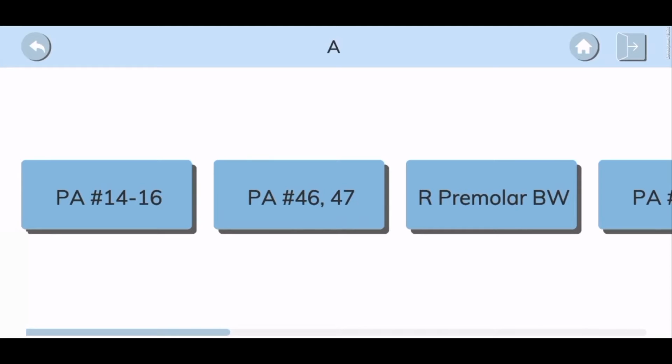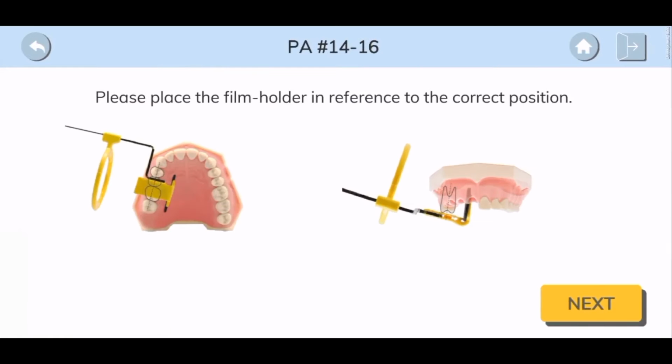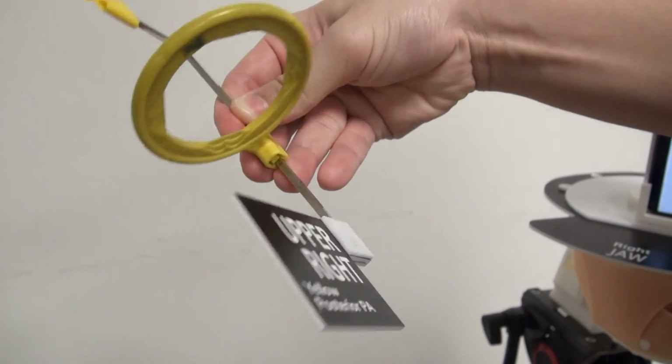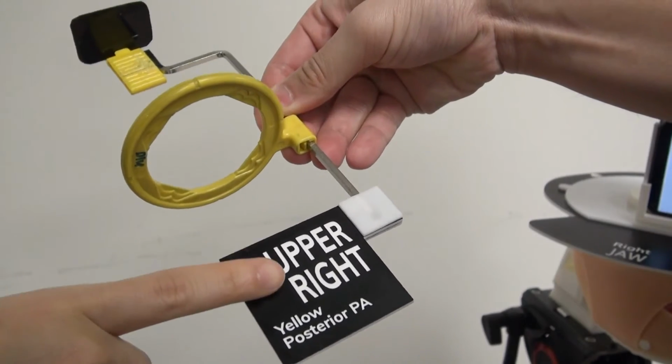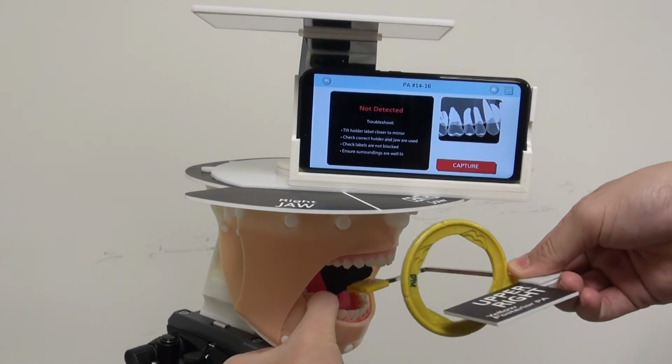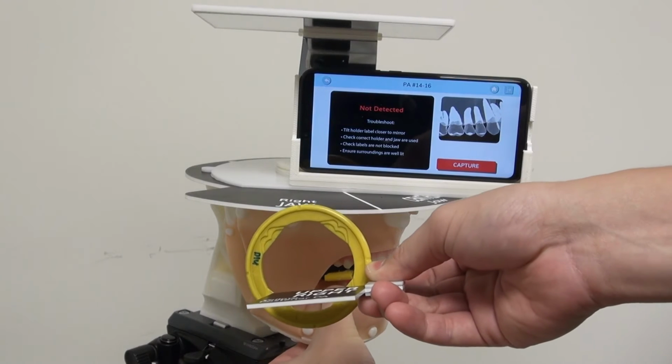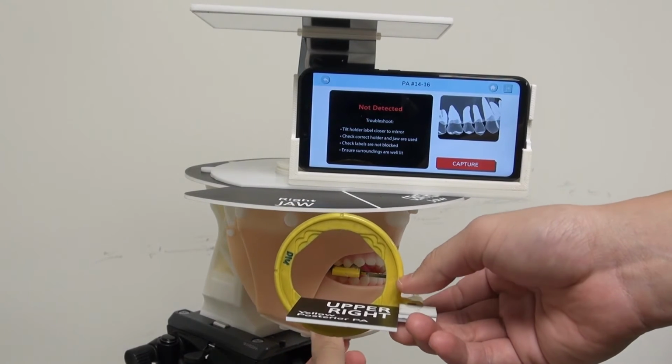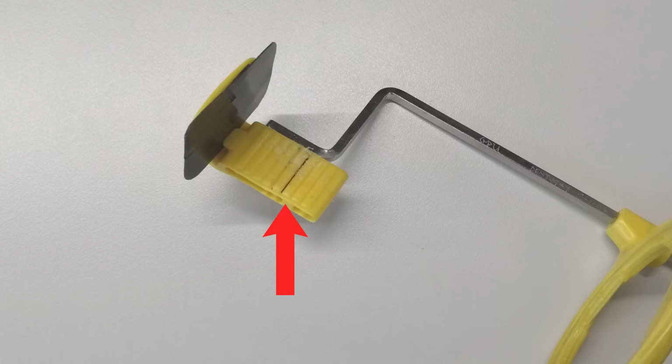The first one is the periapical of teeth 1-4 to 1-6. Select the correct holder. Next, position the holder inside of the Phantom for the periapical or bite wing radiograph. Remember to use the principles taught in the lecture. Please have the teeth bite on the black line on each bite block.